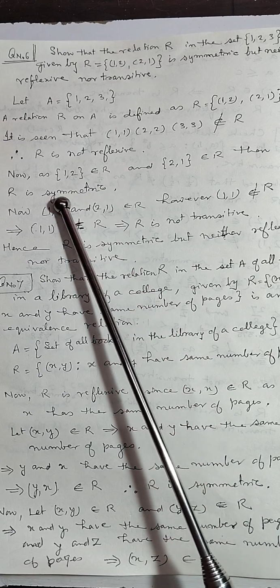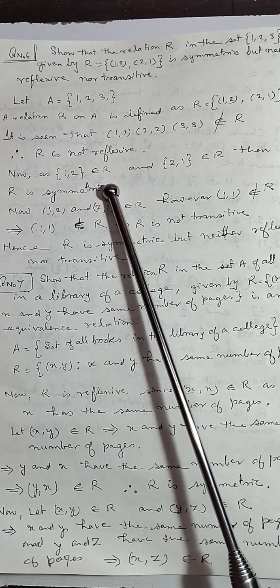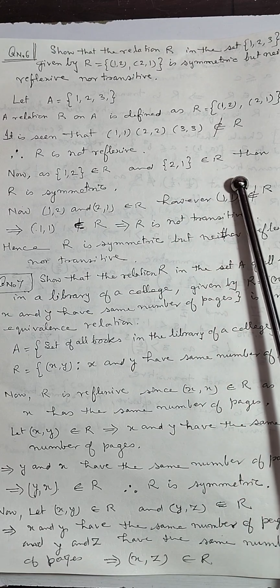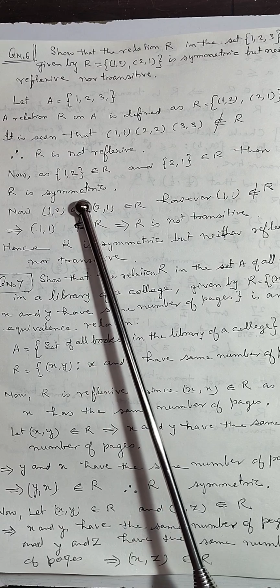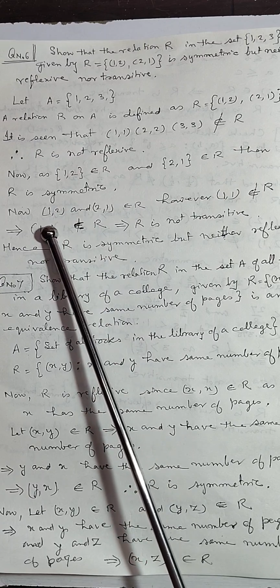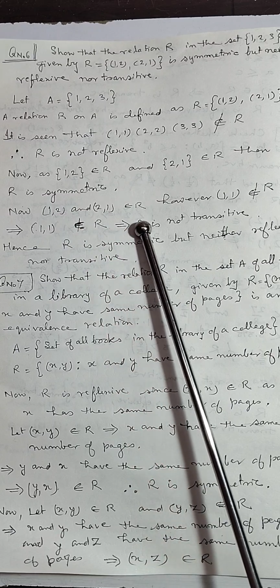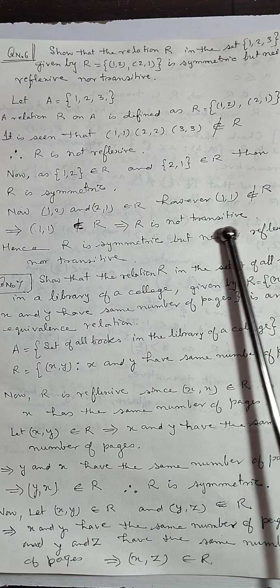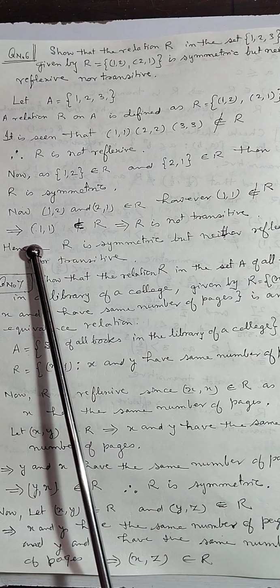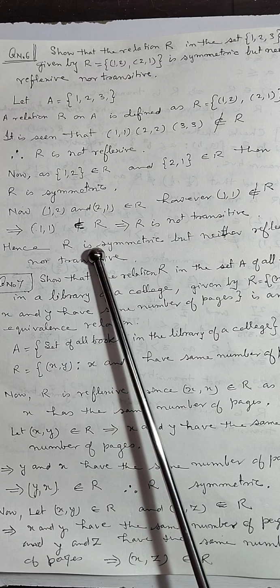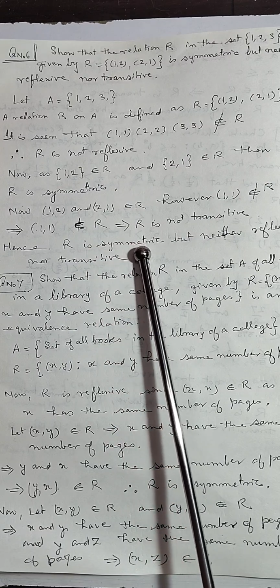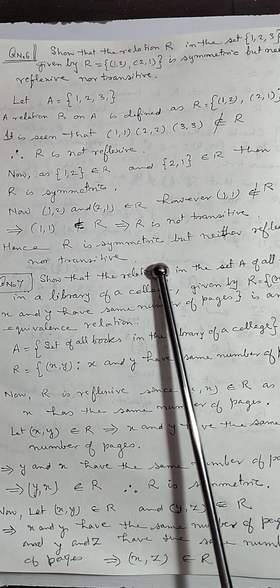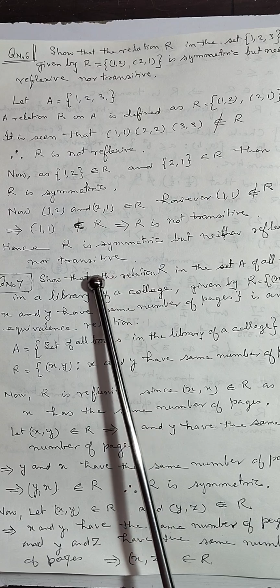Now, as (1, 2) belongs to relation and (2, 1) also belongs to relation, then R is symmetric. Now, (1, 2) and (2, 1) belong to the relation. However, (1, 1) does not belong to relation. This implies that (1, 1) does not belong to the relation. Hence, R is not transitive. Hence, R is symmetric but neither reflexive nor transitive.